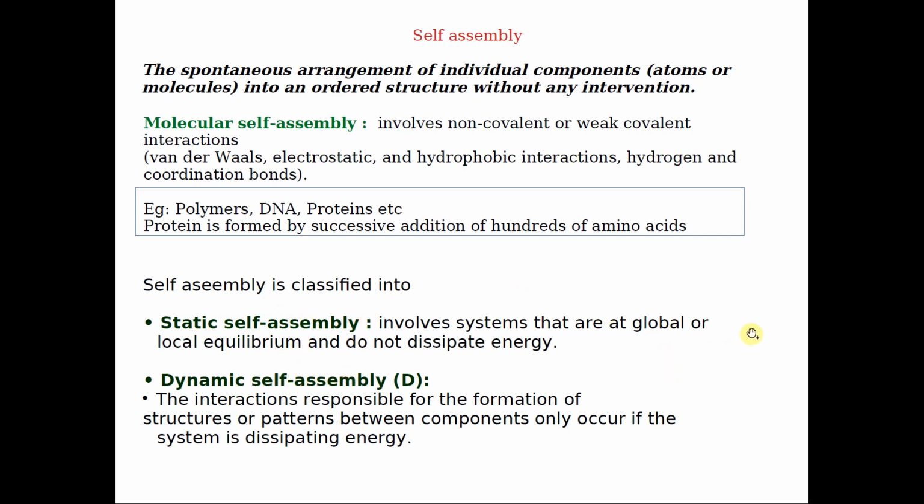Now, in case of static self-assembly, the system will be in local or global equilibrium. There will be an equilibrium and there will not be any kind of dissipation of energy. There will not be any loss of energy. When I move to dynamic assembly, obviously it's out of equilibrium, and here there is going to be some dissipation of energy or loss of energy. So self-assembly is divided into static and dynamic based on whether there is no dissipation of energy or there will be some dissipation of energy.